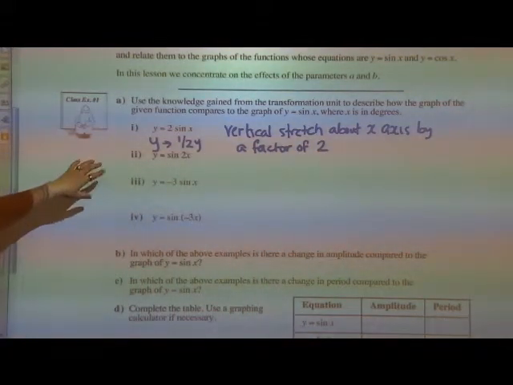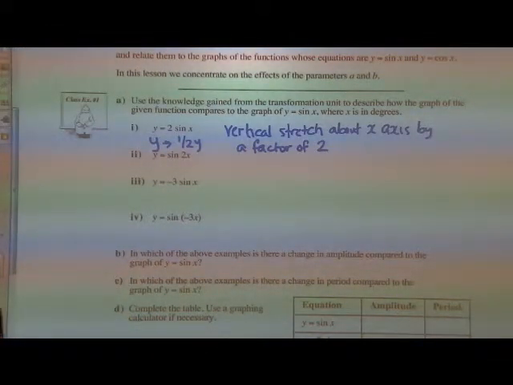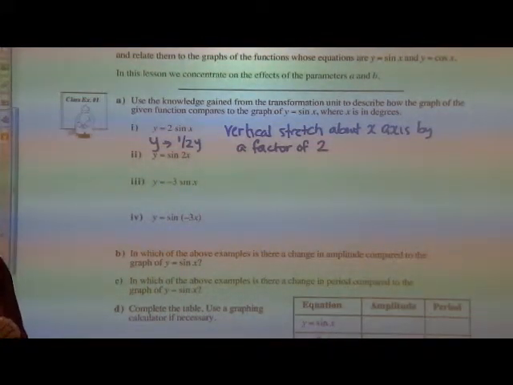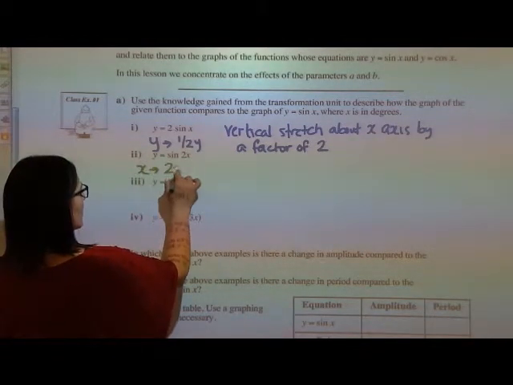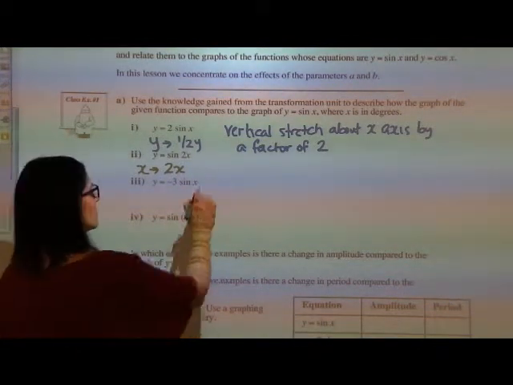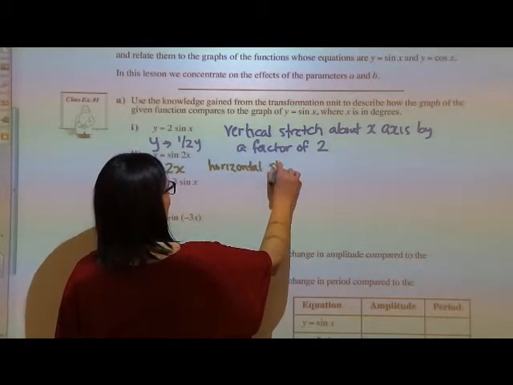Okay? Do the next 3. Okay, so what is my replacement for number 2? X is replaced with 2x. And what does that do to the graph? Horizontal stretch about the y-axis by a factor of 1/2.